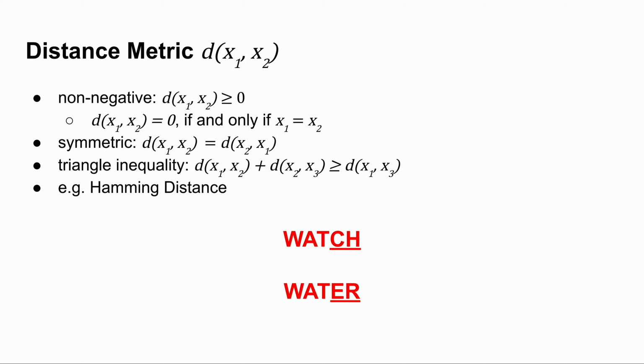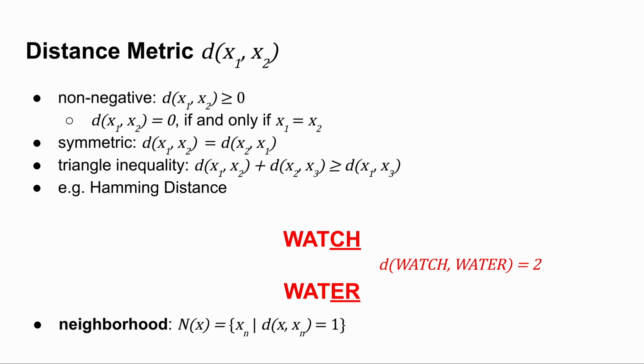One popular distance metric is Hamming distance, which is the number of substitutions required to get from one string to another string. In this example, the Hamming distance between the words watch and water is 2. We define the neighborhood of a solution candidate x as the set of all solution candidates that have a distance of 1 with x. I want to briefly note that some definitions of fitness landscapes skip directly to a neighborhood definition instead of using distance metrics, but I chose to provide this definition because it is highly applicable to finite combinatorial search spaces, which, as I said earlier, is common for optimization problems.